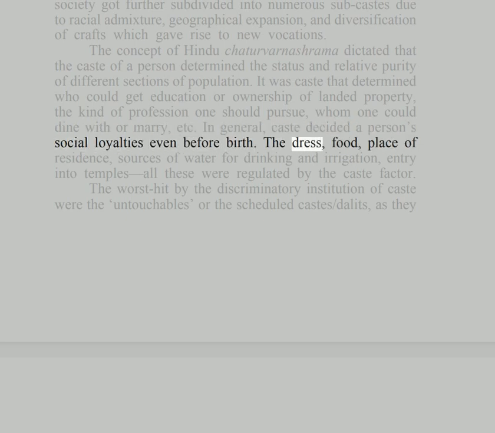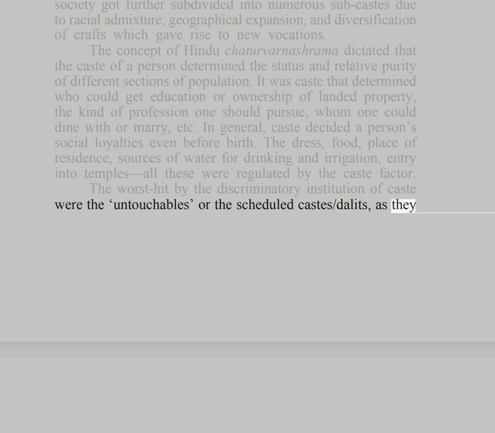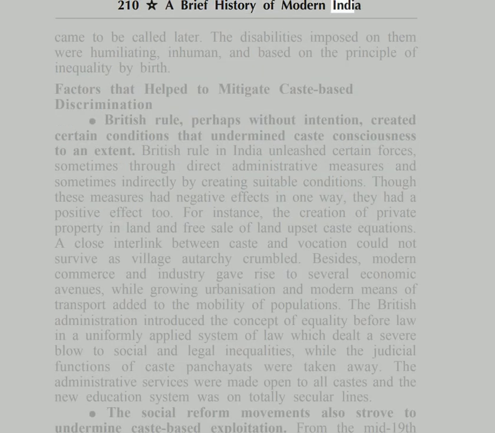The dress, food, place of residence, sources of water for drinking and irrigation, entry into temples, all these were regulated by the caste factor. The worst hit by the discriminatory institution of caste were the untouchables, or the scheduled castes, Dalits, as they came to be called later. The disabilities imposed on them were humiliating, inhuman, and based on the principle of inequality by birth.